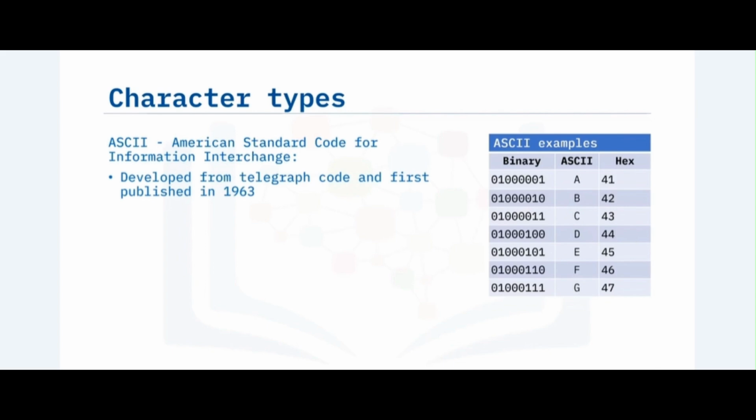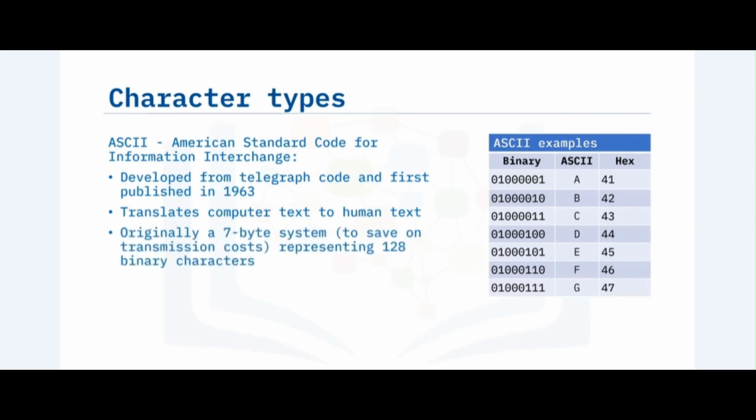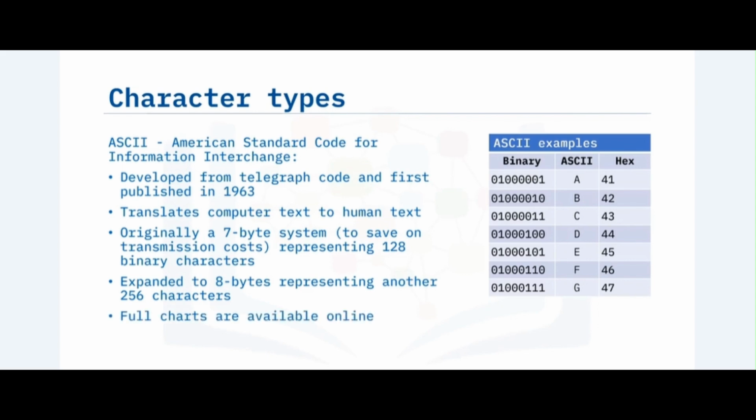ASCII, first published in 1963, is the American Standard Code for Information Interchange format that translates computer language into understandable text. To save on transmission costs, ASCII was originally a 7-byte system, representing 128 binary characters. The system expanded to 8 bytes, providing another 256 characters. The displayed chart shows binary, ASCII, and hex equivalent numbers. You'll find similar charts online.